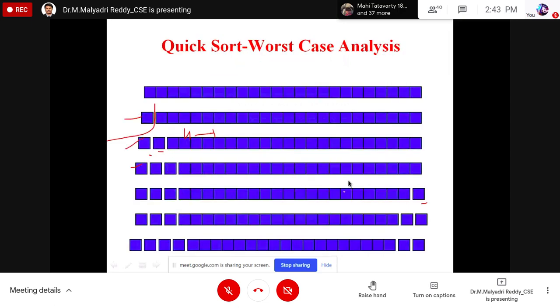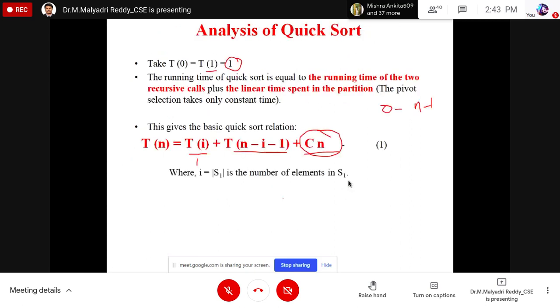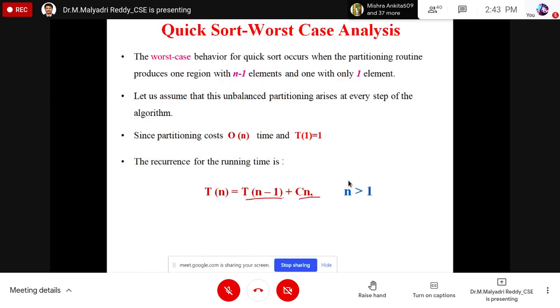So here, check the complexity. Only one element is partitioned, and the n minus 1 case is again to be repeated. This is the complexity for quicksort. That means only one element is sorted at a time. This is the worst case analysis of quicksort.